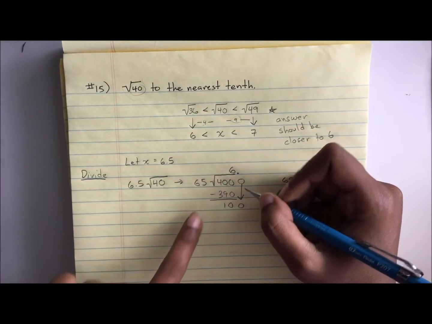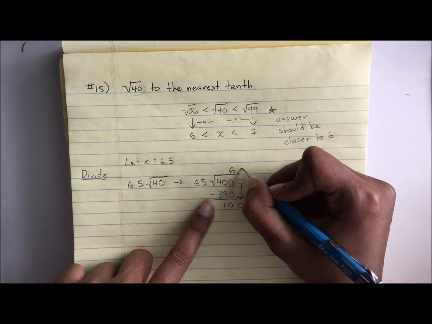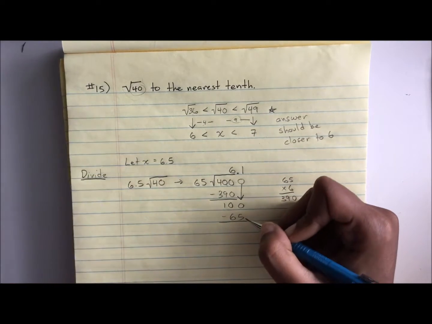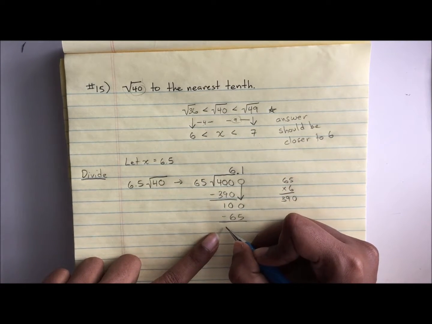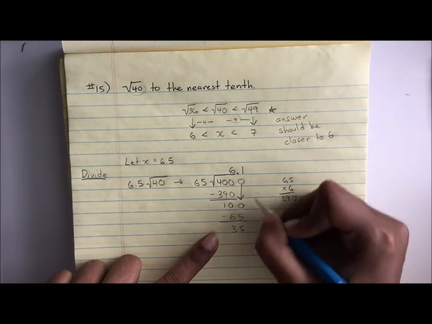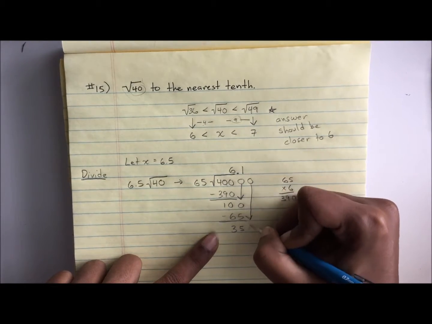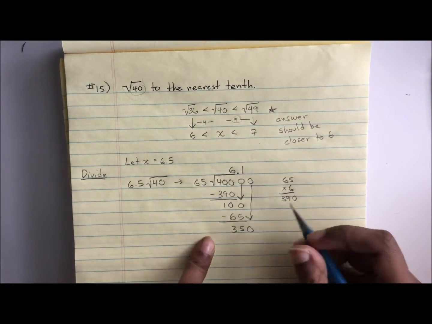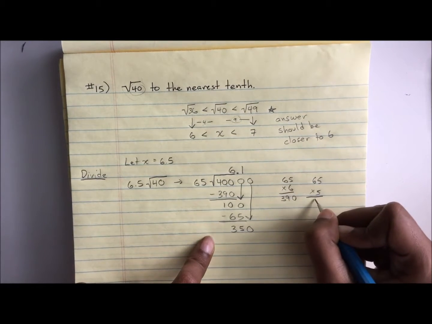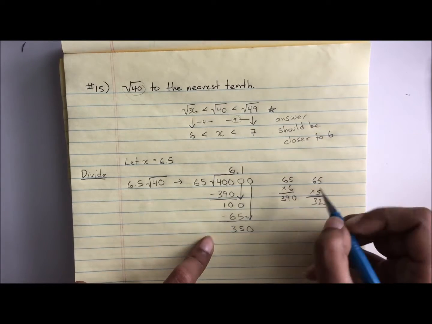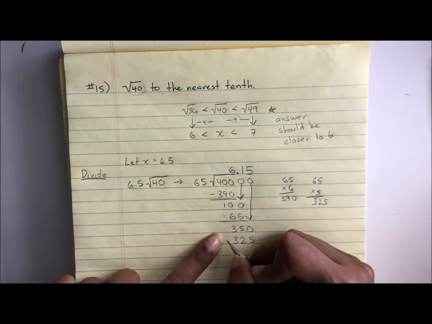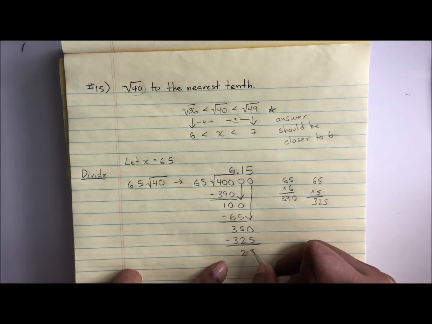How many times does 65 go into 100? That's going to give us 1. 65, subtract, just keep going, do your regular long division. We're going to get, let's see, that's going to be 35. Bring down that 0. It's going to be 350. Now, how many times can 65 go into 350? Let's see. 65 times 5 is going to give us 325. So that's going to be a 5 here. 325 minus, it's going to be 25.